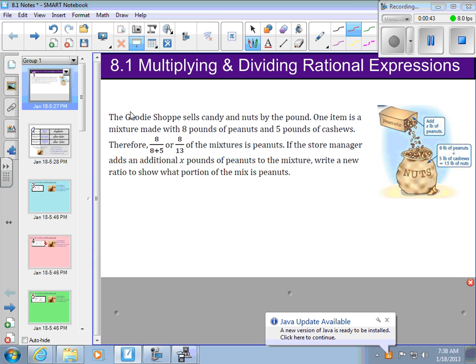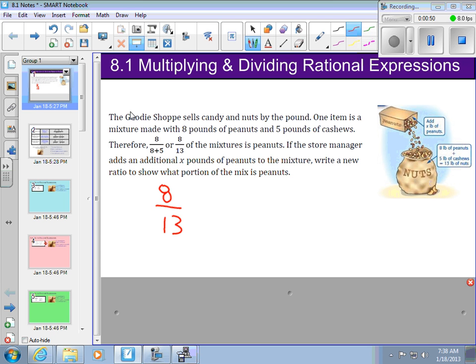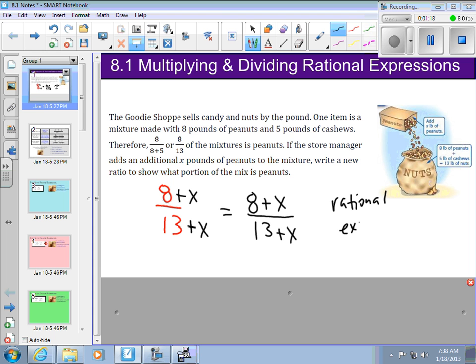All right, well, if we have 8 out of the total 13 right now being peanuts to total nuts, and we add X pounds of peanuts to the mixture, that's what we'd have for peanuts, but we also need to add it to the total. So our new mixture now is 8 plus X over 13 plus X. And that's an example of a rational expression.